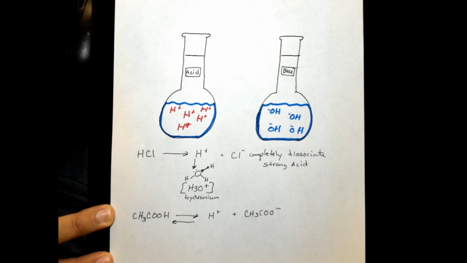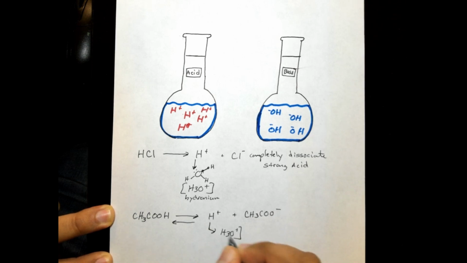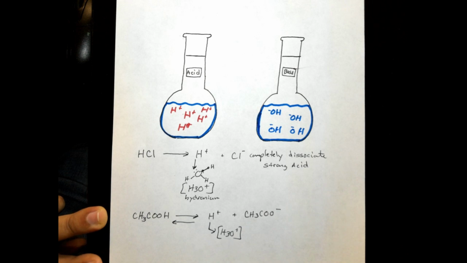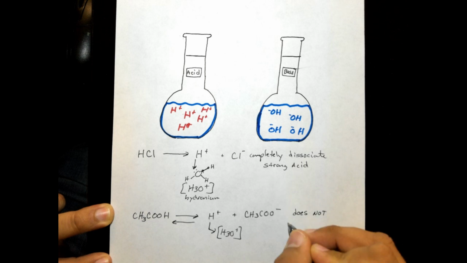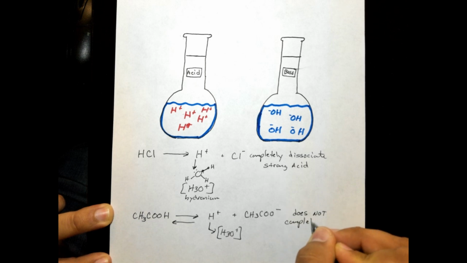Okay? So what's happening is we're going to form, these two are going to react to form this guy. This guy's going to break apart to form that guy. It goes back and forth, back and forth. Some of these do go on to form the hydronium ion, the H3O plus, like we said earlier, and that's what makes it a weak acid. Okay, so it does not completely dissociate.